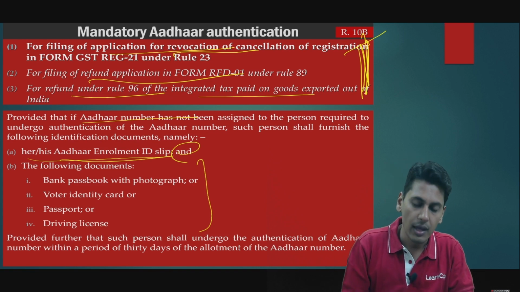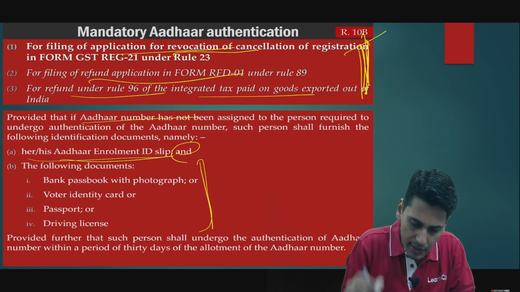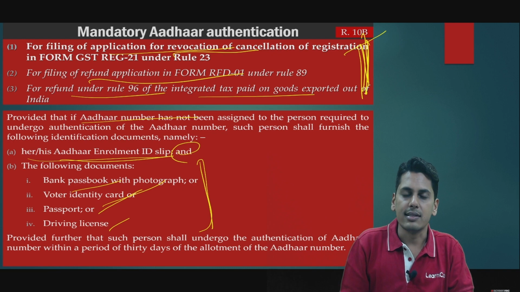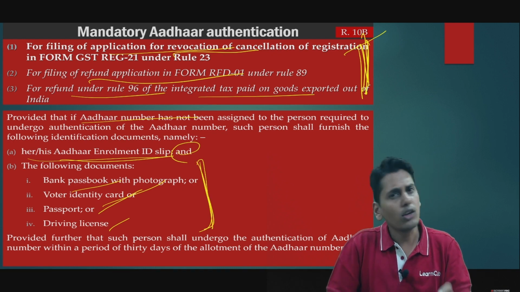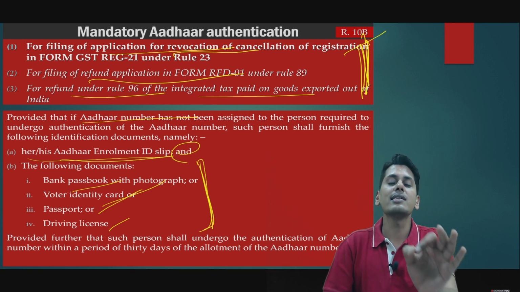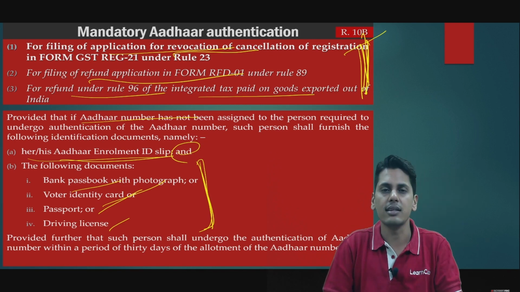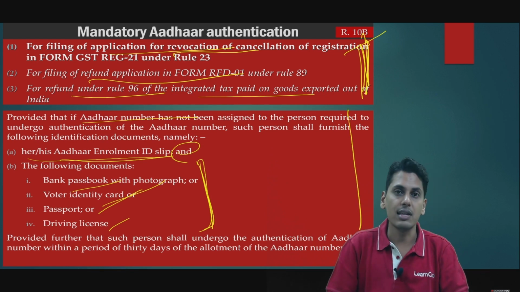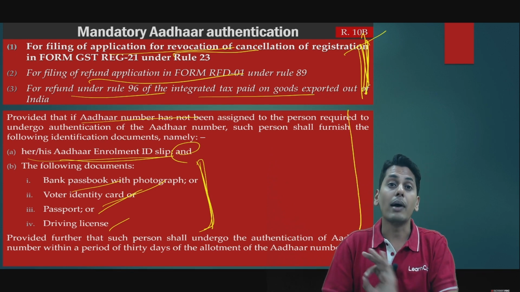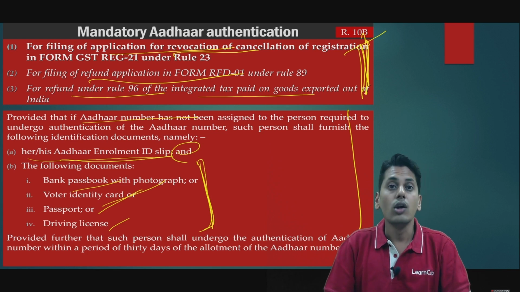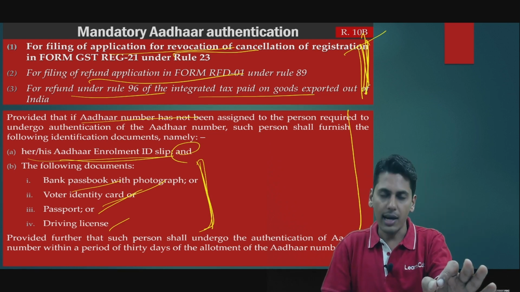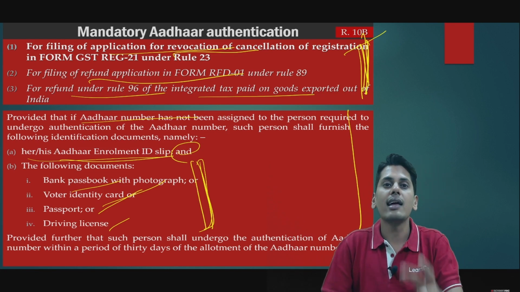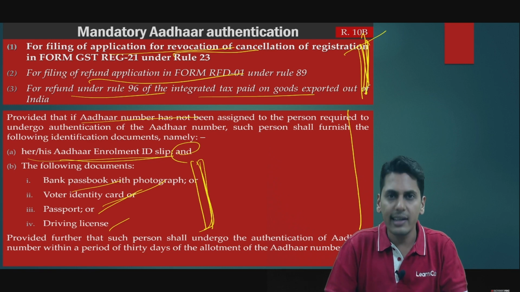Along with that ID slip, in the common portal, you submit these documents, which is the bank passbook with photograph, or voter ID, or passport, or driving license. Any of these documents you submit. Then you will be receiving an Aadhaar number. Once you receive the Aadhaar number, within a period of 30 days, you have to get your Aadhaar authenticated. So this is the alternative means which is given. This alternative means is not bypassing the Aadhaar. Here, you have to make an application for Aadhaar, get the enrollment slip, submit these documents. Thereafter, once the Aadhaar number is allotted to you, within a period of 30 days, you have to get your Aadhaar authenticated.